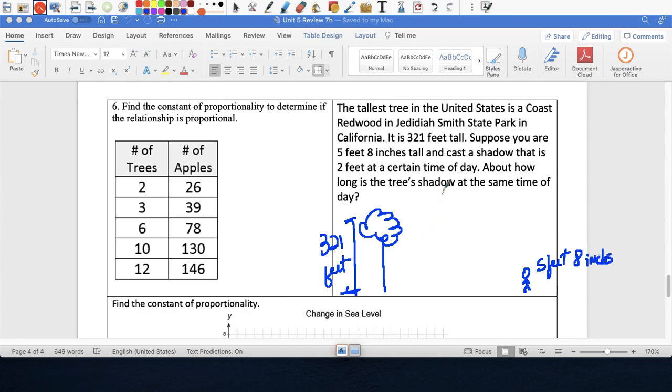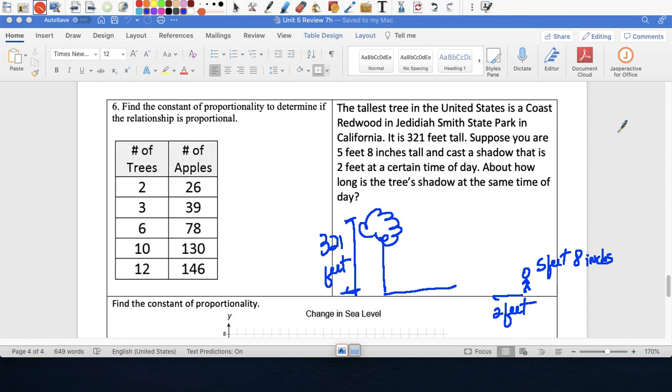Okay, and cast a shadow that is 2 feet at a certain time. And your shadow, let me put your shadow this way, it's 2 feet. Okay. About how long is a tree's shadow at the same time of the day? So we want to find the shadow of the tree. Now we have a problem here.